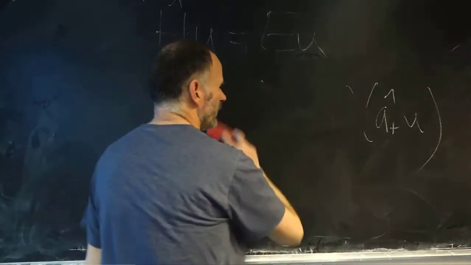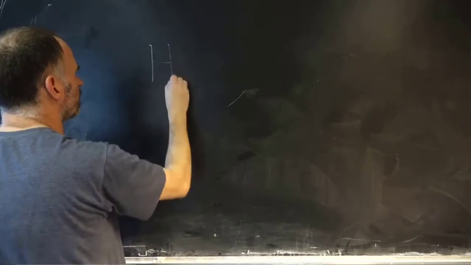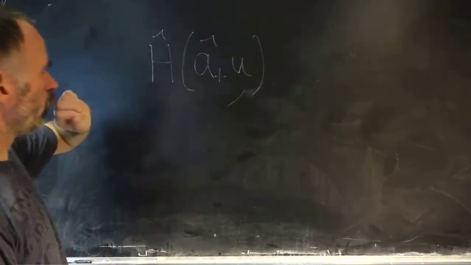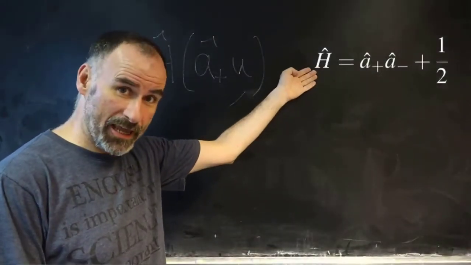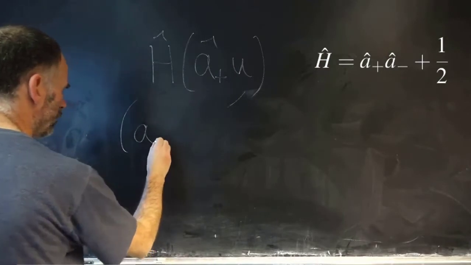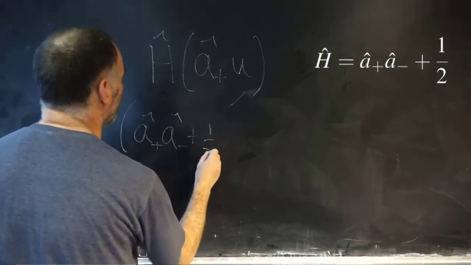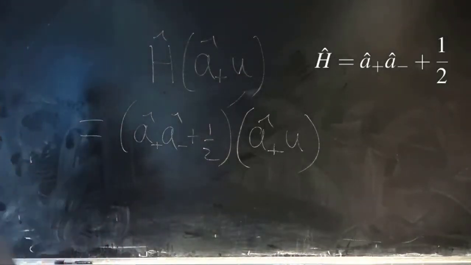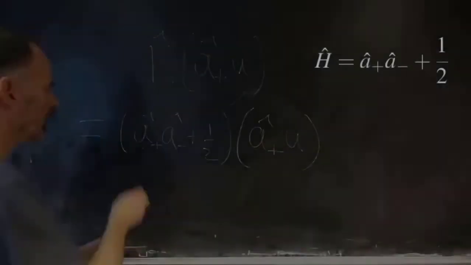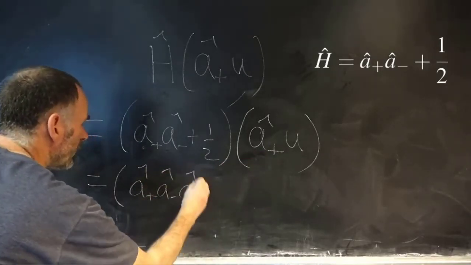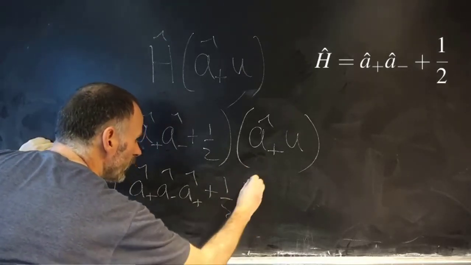Let's just apply the operators and make sure that what we claim is actually the case. Okay, let's show this. So we're applying our Hamiltonian to our raised eigenfunction. But we've already shown that a Hamiltonian can be written like this. So what we're going to do now is insert that Hamiltonian in here. What we'll have is our raising operator followed by our lowering operator plus a half, all of that operating on the raising operator, operating on u, where u is our eigenfunction. Okay, let's do the operations here.